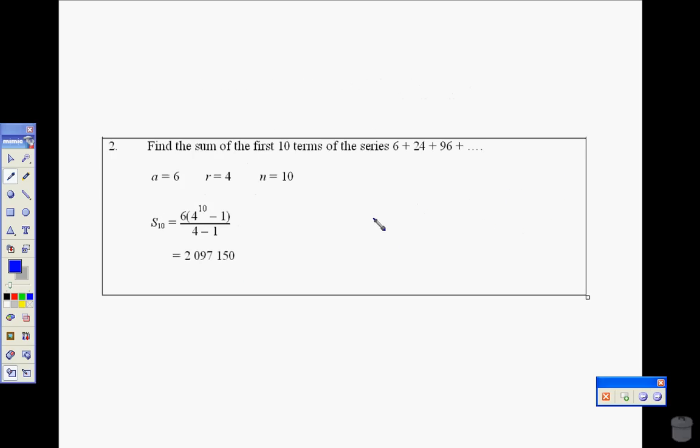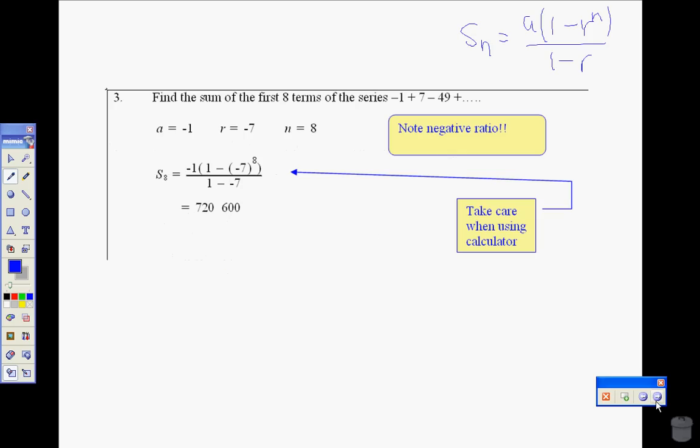In the next question, we've got to sum the first 10 terms. We look at our series, 6, 24, 96. So 6 times 4 is 24. 24 times 4 is 96. And doing the division, going backwards, we see that our ratio is 4. So we're going to use r to the power of n minus 1 over r minus 1. a is 6, n is 10. Do the substitution. And 10 terms of this series, which doesn't look very big to start off with, ends up being over 2 million. So don't be too worried if you're getting large numbers, because it will add up. It can add up really quickly depending on what our ratio is.